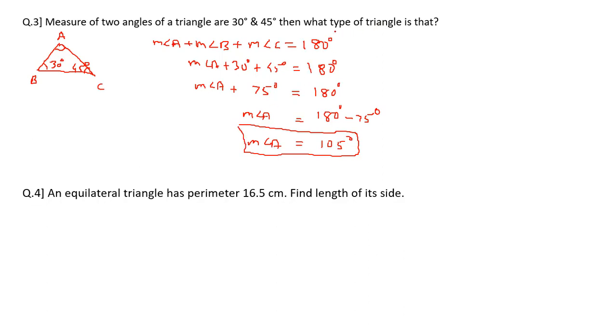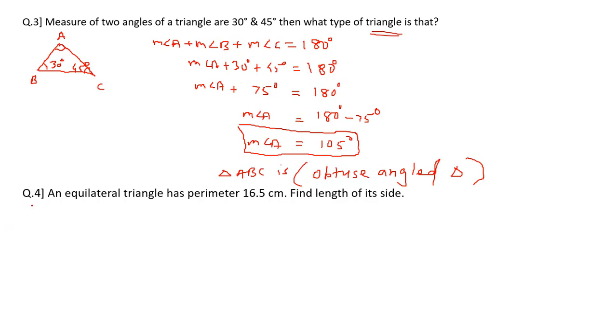So he asks you what type of triangle is that? The triangle has one angle of 105 and it is more than 90. So actually triangle ABC is which type? Obtuse angle triangle.